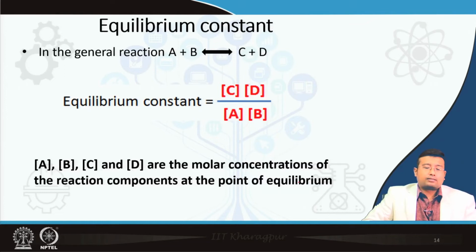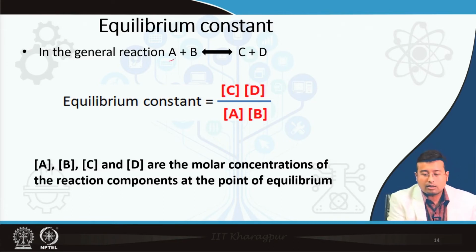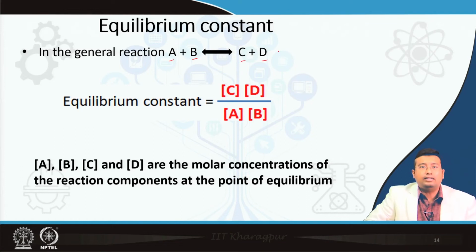Now, let us learn the concept of the equilibrium constant. So, what is the equilibrium constant, or how is it denoted? Suppose two reactants A and B are reacting to form products C and D.